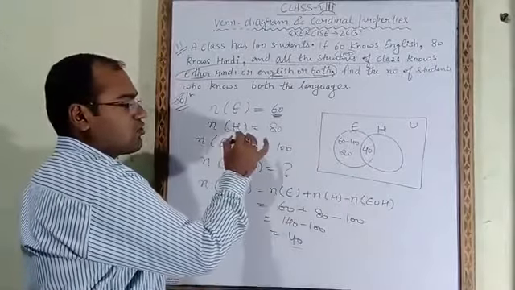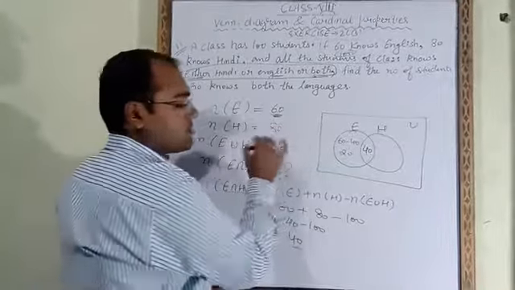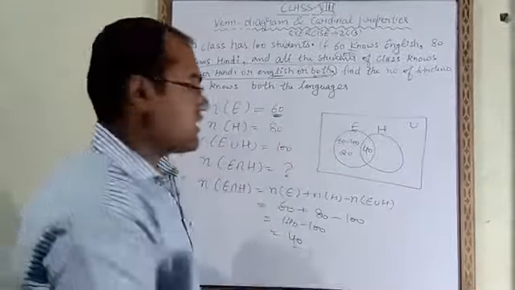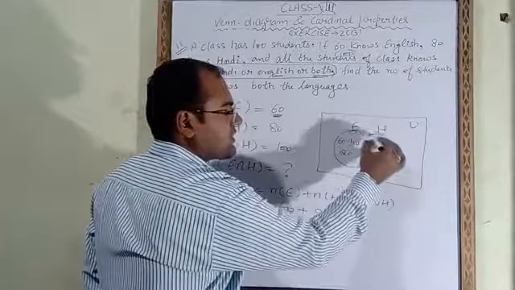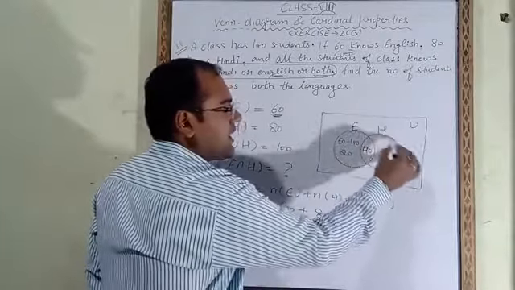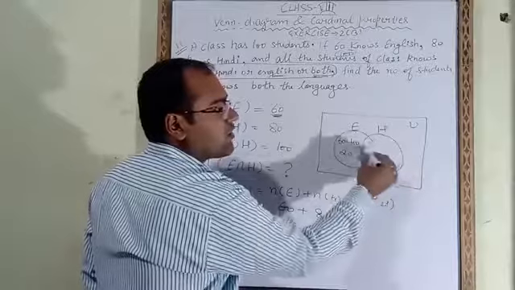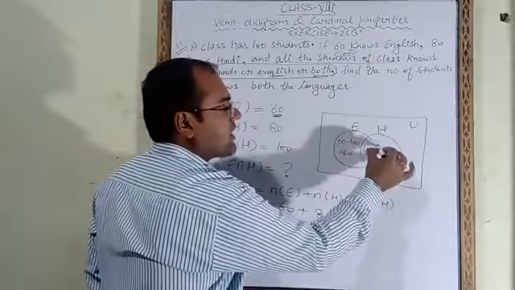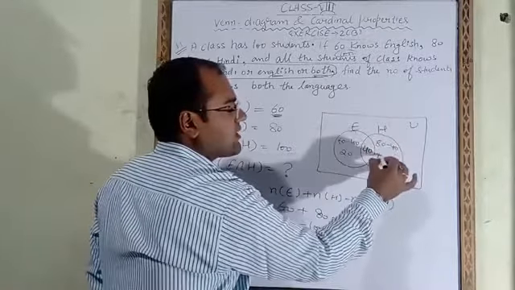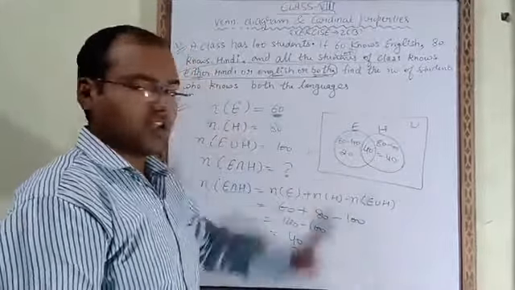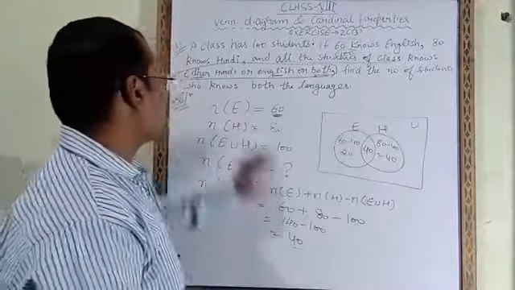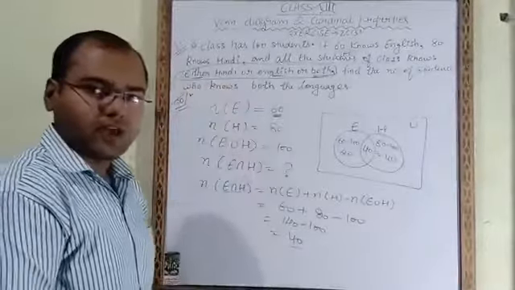Number of students who know Hindi is 80. That means this full complete circle is 80. The value of this circle is 80, and out of 80, 40 is already written. So we will write 80 minus 40, that means 40. So like this you have to draw the Venn diagram. This is question number 11.